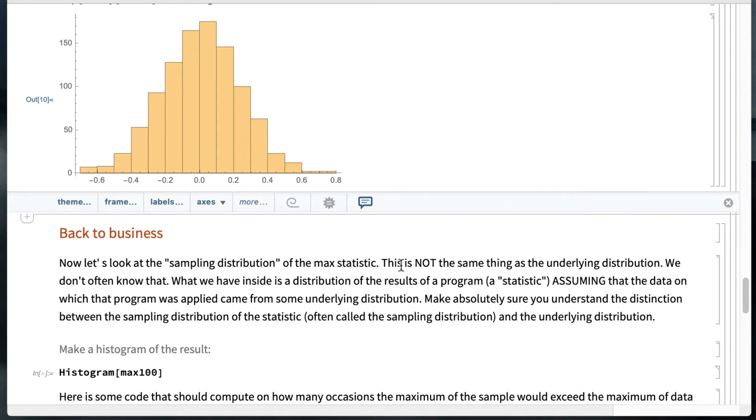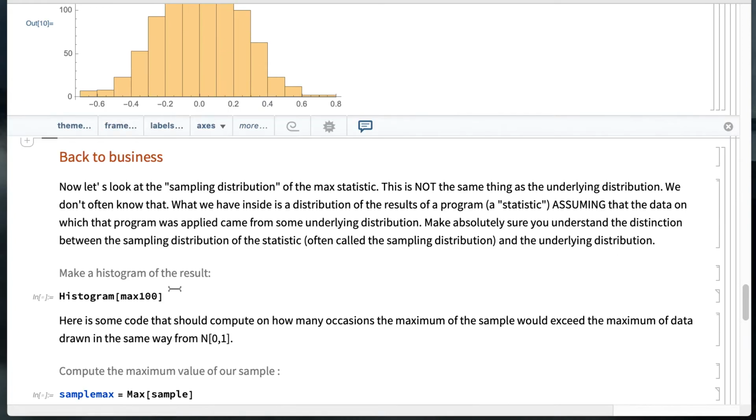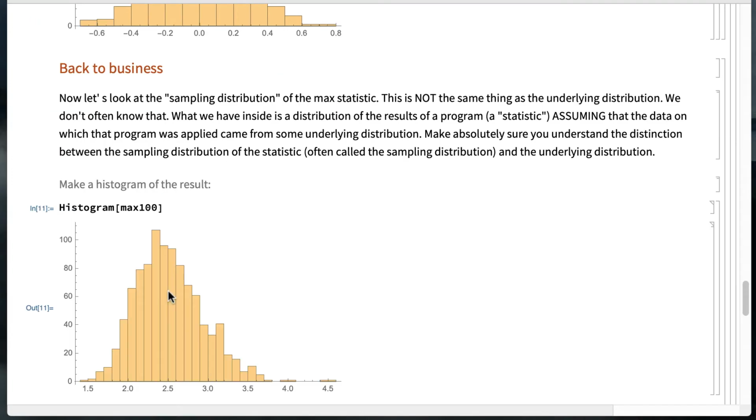And this is not the same thing as the underlying distribution. The underlying distribution was all the numbers that we got. But now what I'm saying is, let me take each row of 100 numbers and find the maximum of each of those rows, and let's look at the distribution of the maximum. Okay? So we can make a picture of that. Let's take a look. All right, there we go.